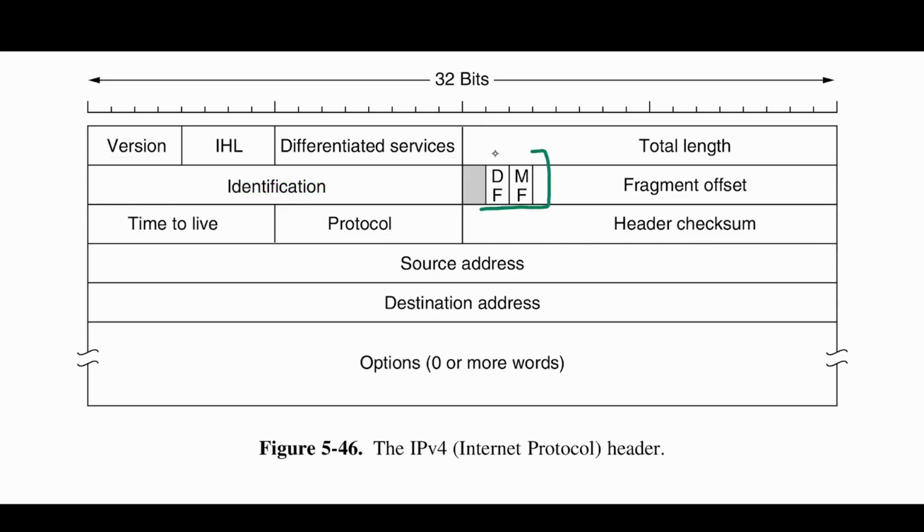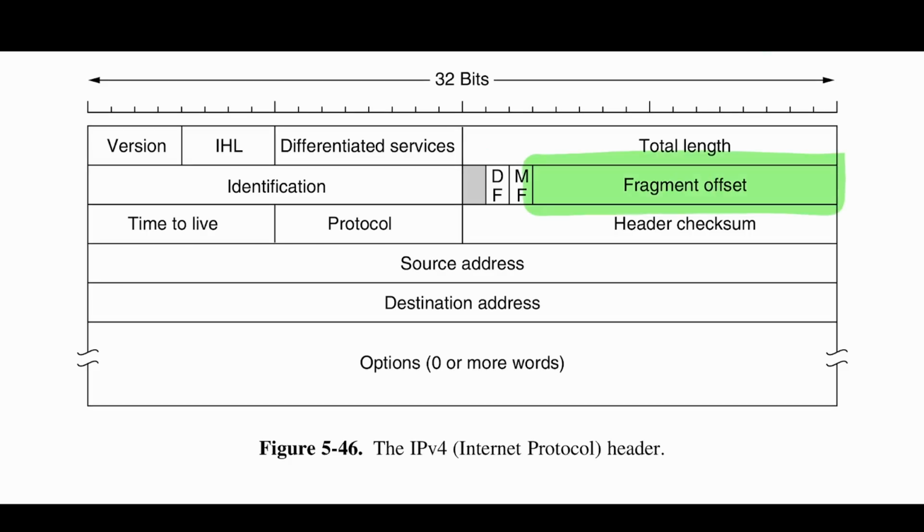Next, we have our flags. We have 2 key bits here. The don't fragment, or DF, tells the routers do not break me apart. And the other one is MF, or more fragments. It's set on every fragment except the very last one, so the receiver knows when it's done. So we have many fragments. Each one will have this MF bit set to 1, except the last one will be 0, so the receiver knows when it's done.